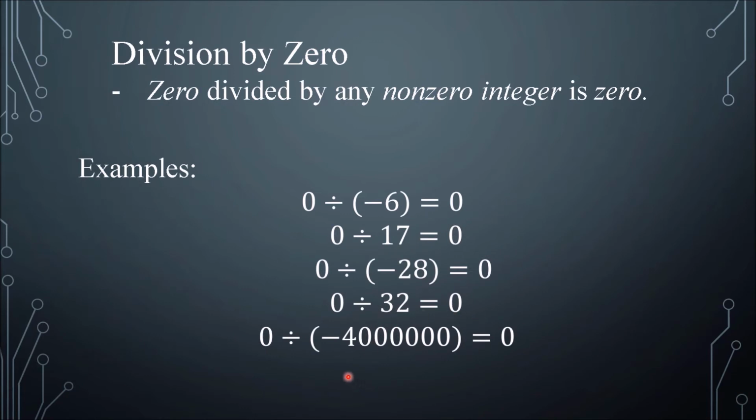Let's have division by 0. So 0 divided by any non-zero integer is 0. So we have 0 divided by negative 6 is equal to 0. 0 divided by 17 is equal to 0. Even 0 divided by negative 4 million is also 0.